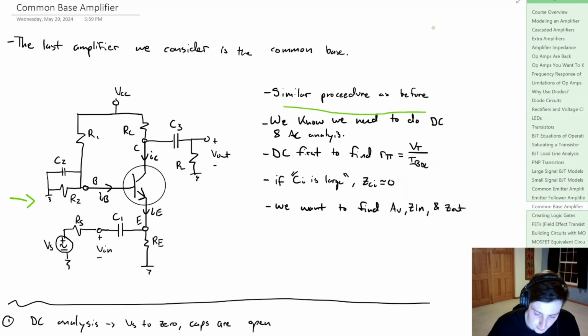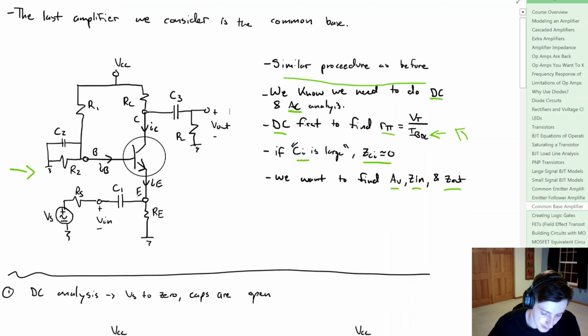So we know that we need to do some DC and AC analysis, and we need to know the DC analysis first, because that allows us to find our DC base current, and that is going to help us find our R pi value, which helps in the AC analysis case. Now, if all of these capacitors are relatively large, we say that the impedance of them is approximately equal to 0. If any of this seems like it's gone through pretty quick, please check out the last few videos. We go into this and then we speed things up. And then typically we want to find some voltage gain, some input impedance, and some output impedance.